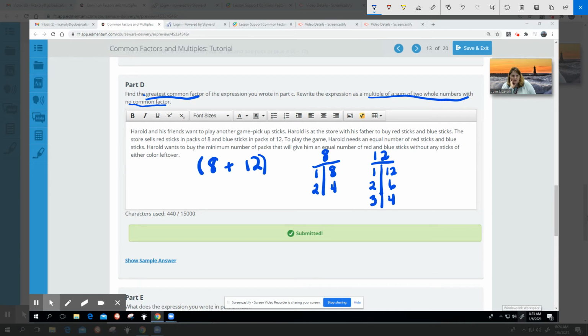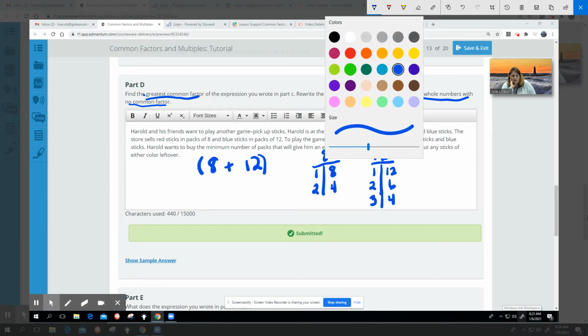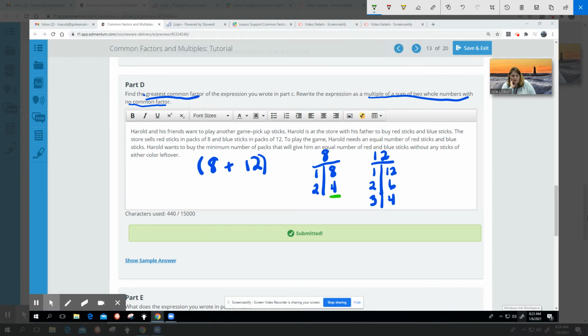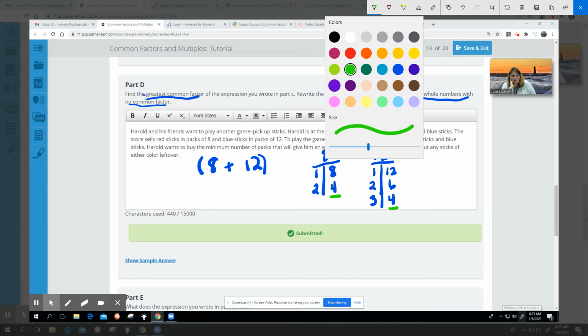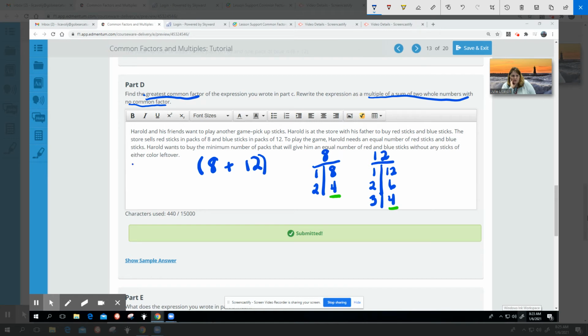And so the greatest common factor I can see in both lists, so greatest common means for both of them, is the 4. So the 4 is that GCF. So that's the first part of our question. So the GCF is 4.